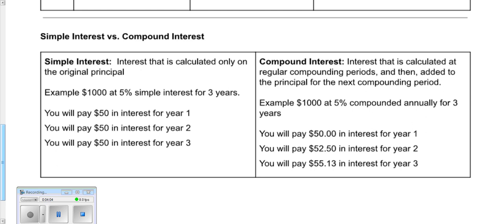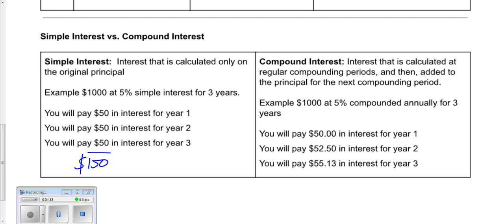You get the same amount of interest in every single year. So for example, if you have $1,000 at 5% simple interest for 3 years, you would get $50 in interest for every single year. So you would get a grand total of $150 in interest. So if I add those three together, I get $150 in interest.